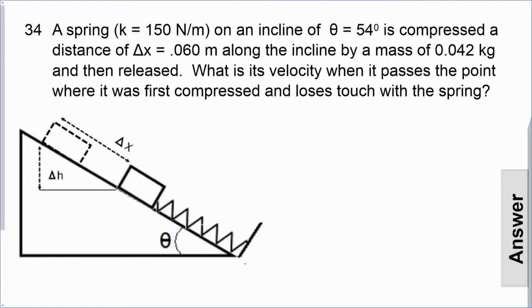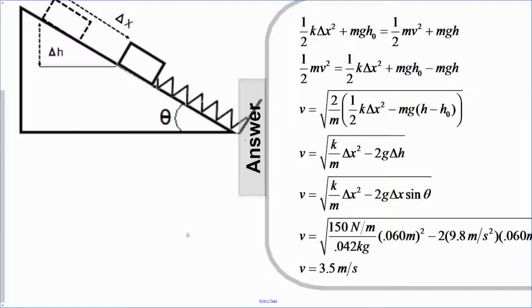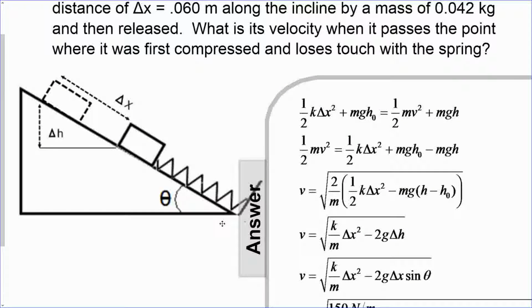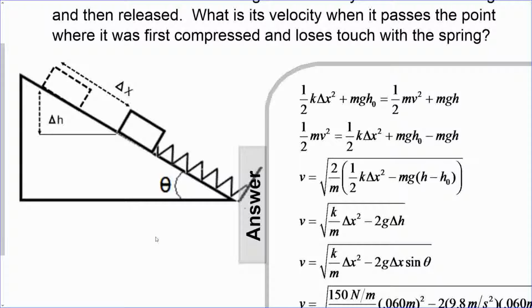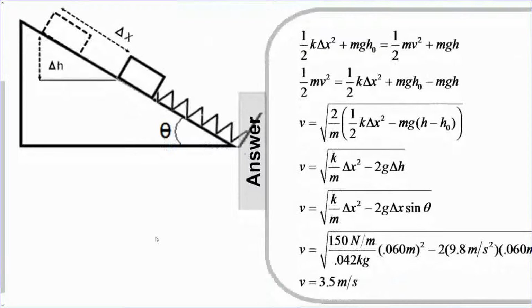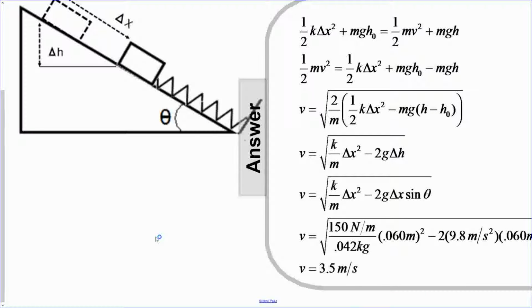Okay, let's see if you have the correct answer. We start out with spring potential energy plus the gravitational potential energy. That's equal to the kinetic energy plus the final gravitational potential energy. Solving for v, we end up substituting in our numbers with 3.5 meters per second.